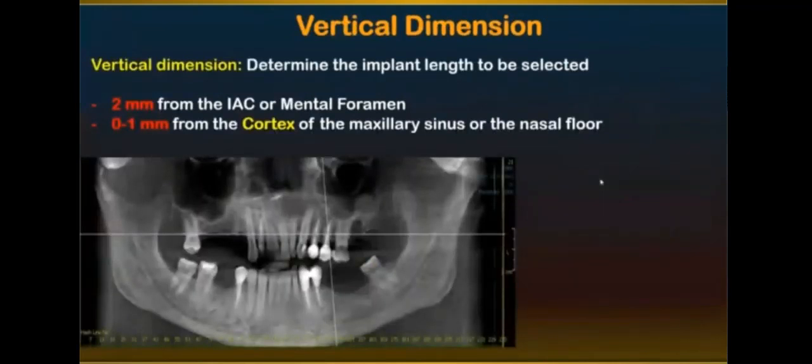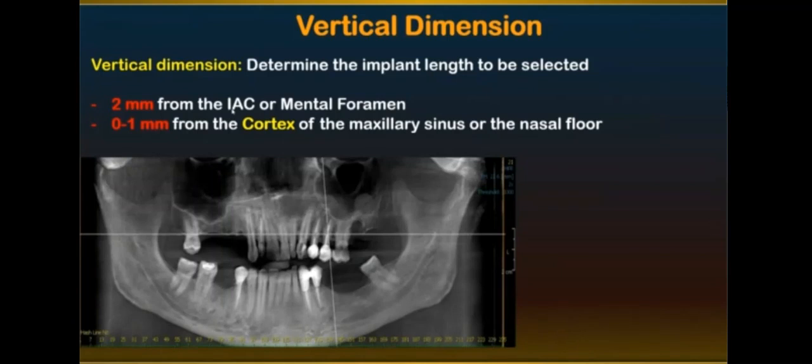The second dimension that we have here is the vertical dimension. The vertical dimension of the bone determines the maximum implant length that can be chosen. So we leave a 2 millimeter safety margin from the bottom of the implant to the vital structure if the vital structure contains a nerve, like the mental foramen or the inferior canal. So we always leave at least 2 millimeters from the nerve.